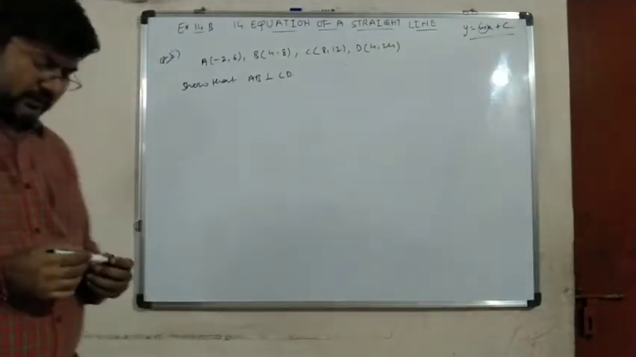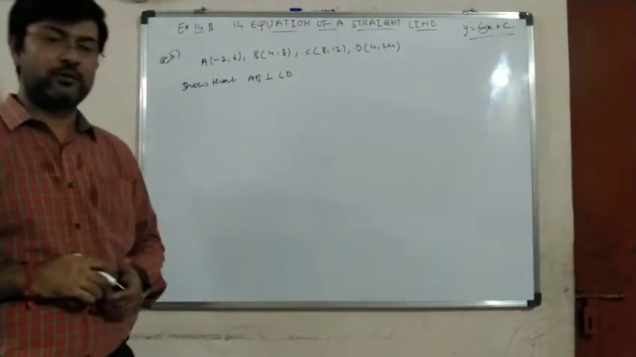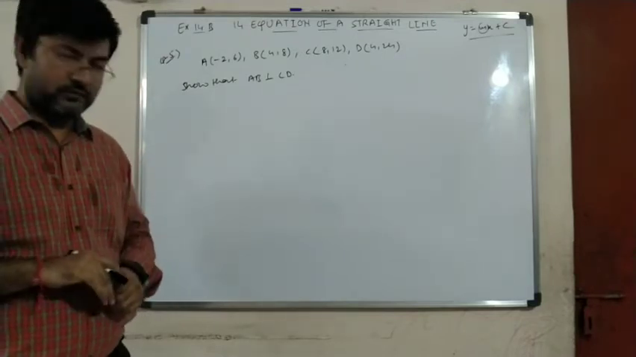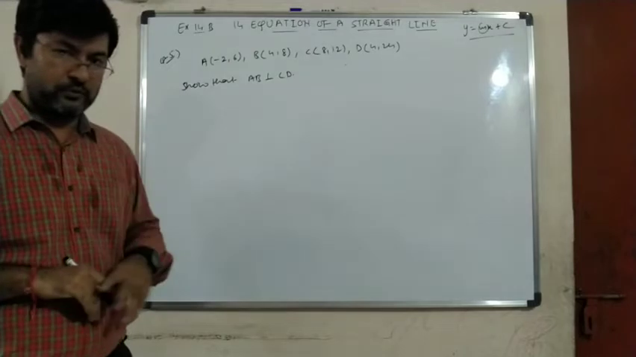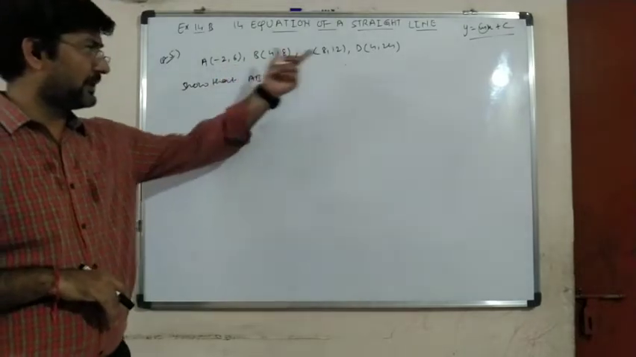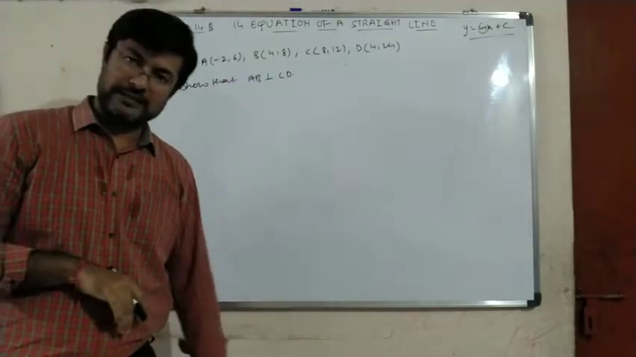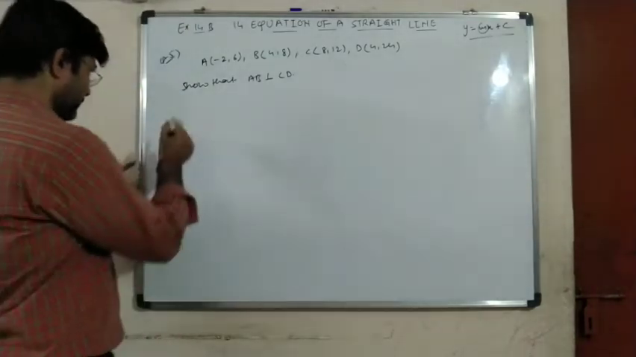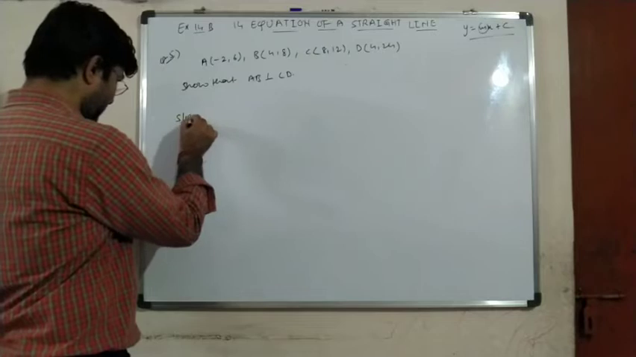So it is very clear, if AB is perpendicular to CD, then the product of their slopes will be equal to minus 1. Yes or no? So M1 into M2. M1 is the slope of line AB and M2 will be the slope of line CD. Then the product we will show to be minus 1. Okay. So let us find out the slope of AB.